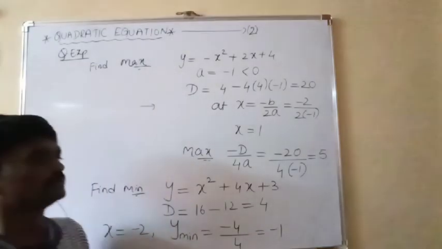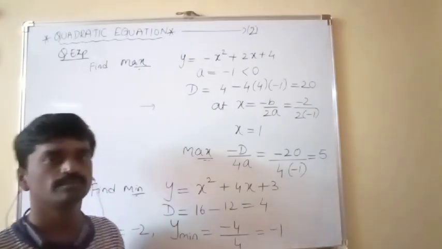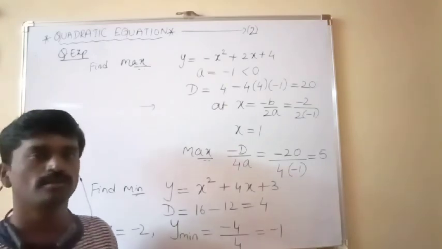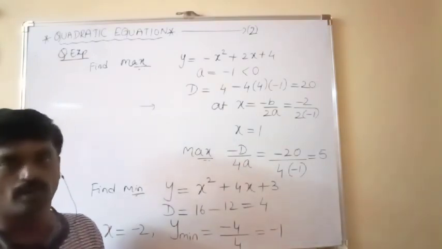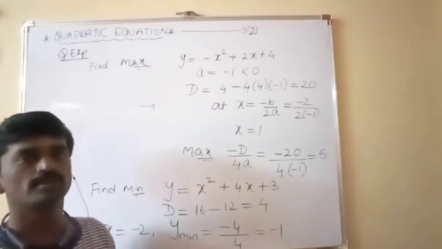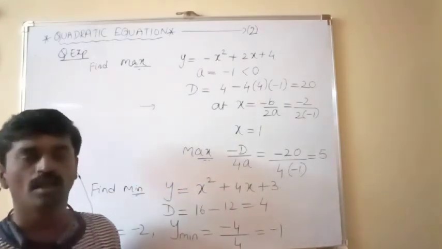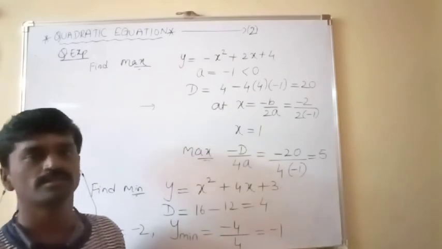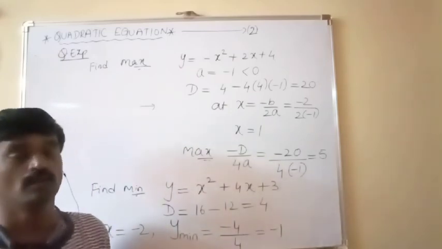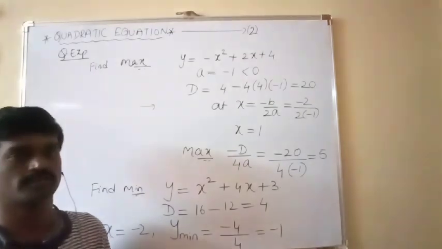So if a is positive, it has a minimum, and the minimum value is obtained at the vertex. The x coordinate is minus b by 2a, and the y coordinate is minus d by 4a. Even when a is negative, it has a maximum value at its vertex, that is, when x is equal to minus b by 2a, y equal to minus d by 4a becomes the maximum value.